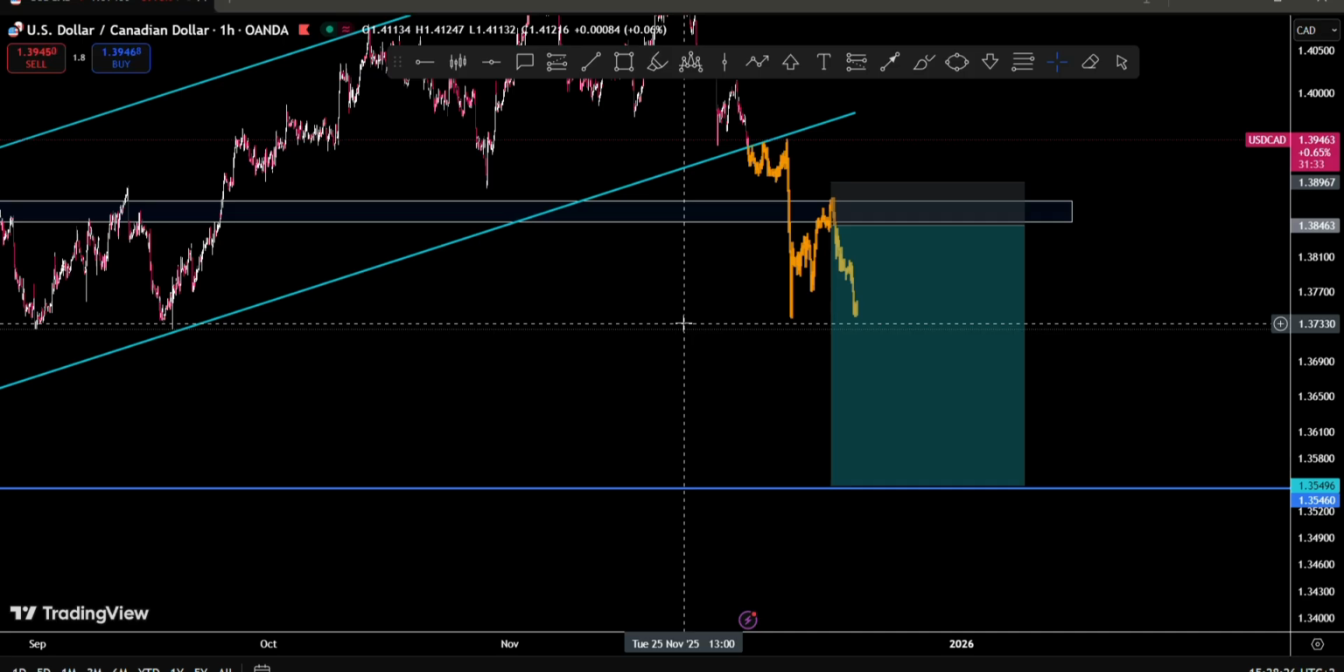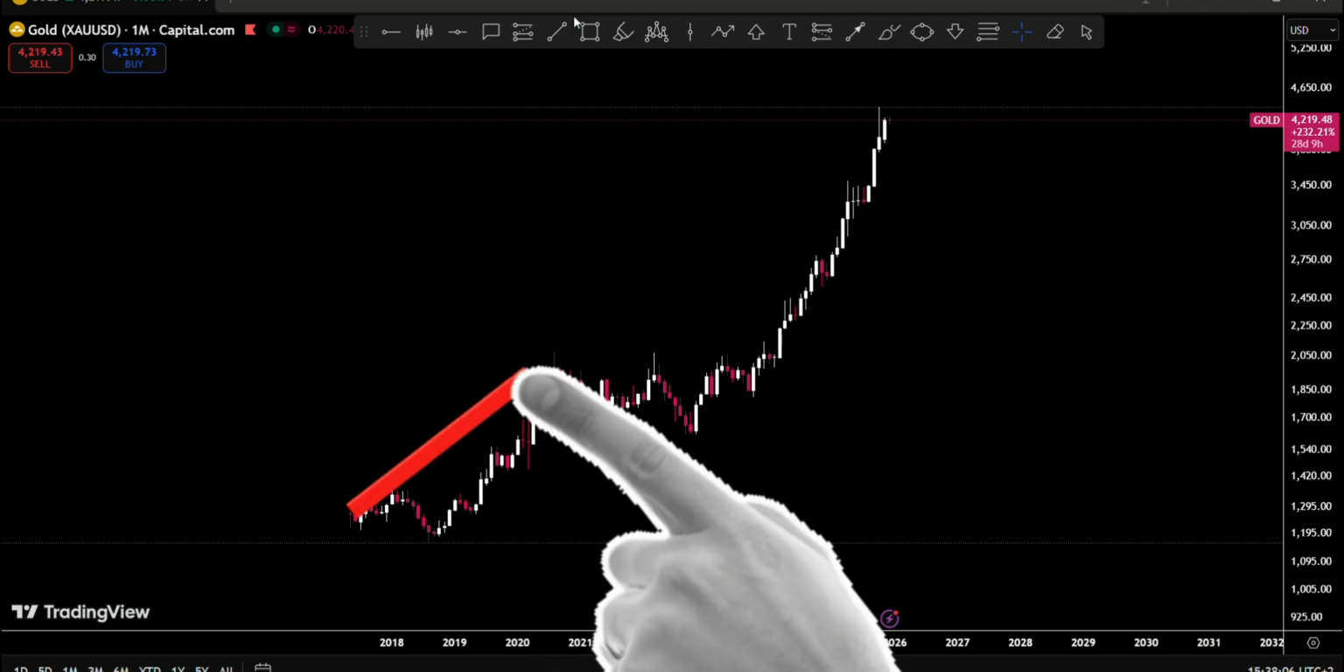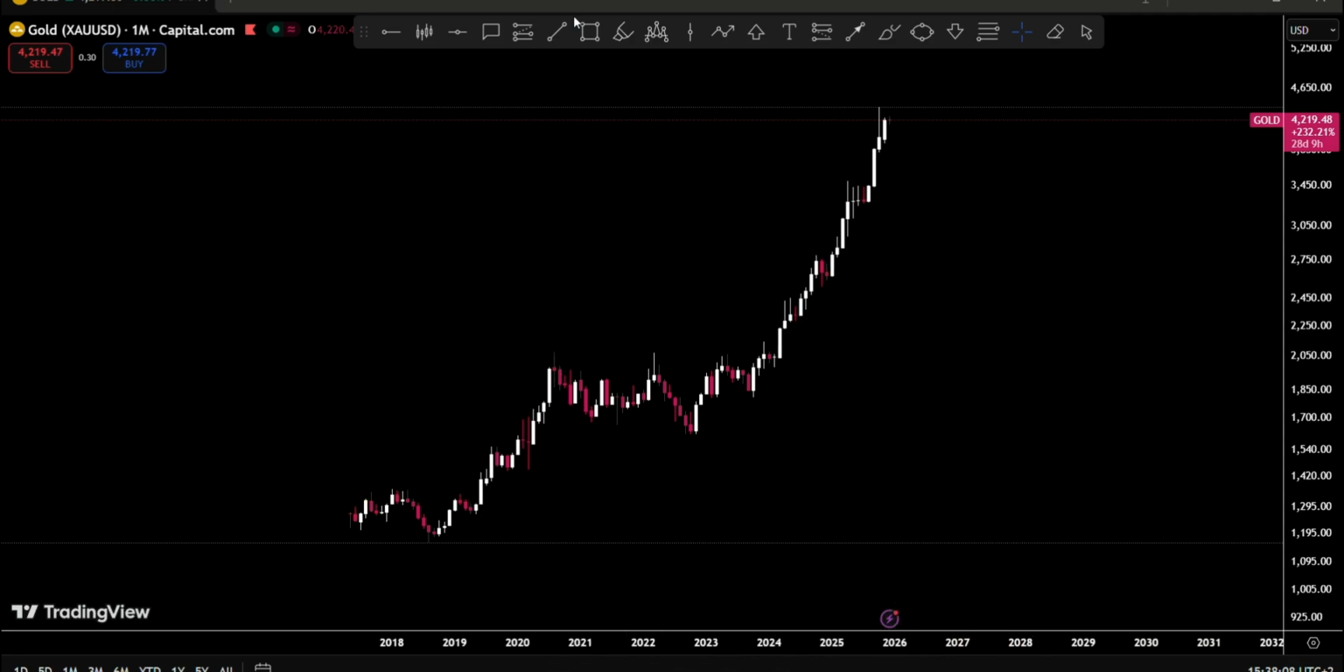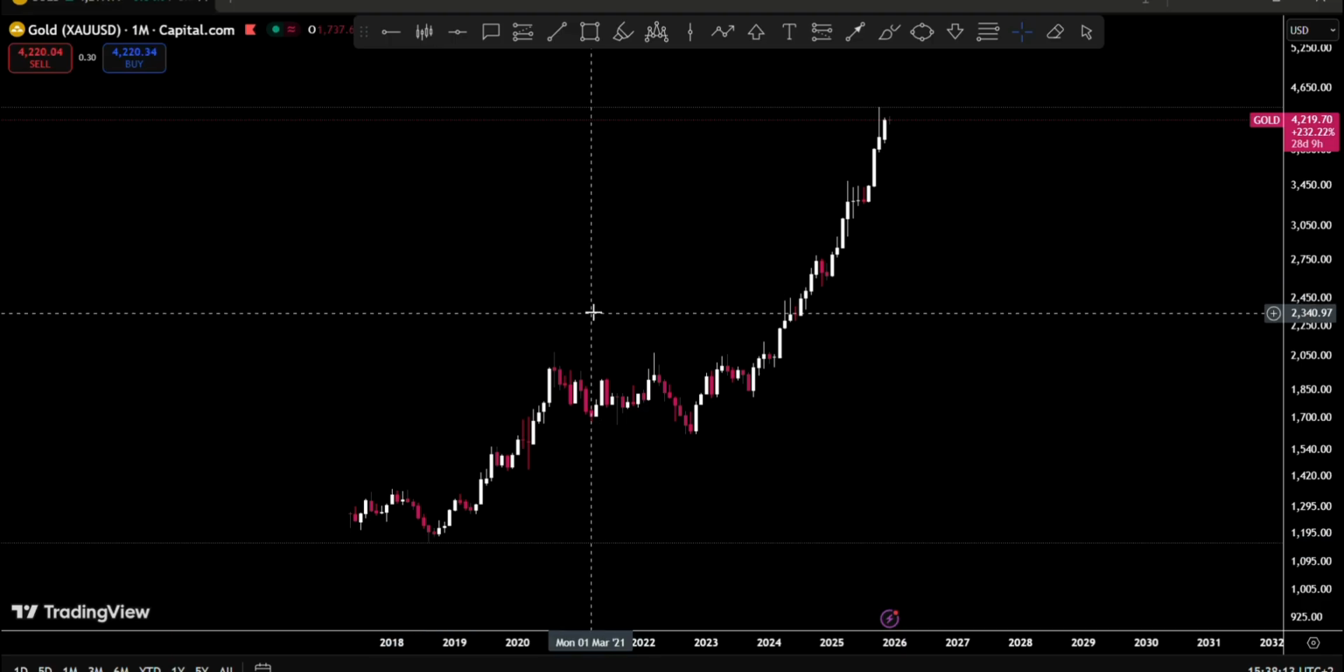Let me move to gold and let's dig into gold. Currently we are on gold, on a higher time frame, which is our monthly time frame. As you can see, gold has been doing nothing but buying. It has been going up ever since August 2018. So on the monthly time frame there's nothing that we can highlight, because if we do so, we will be forcing things.